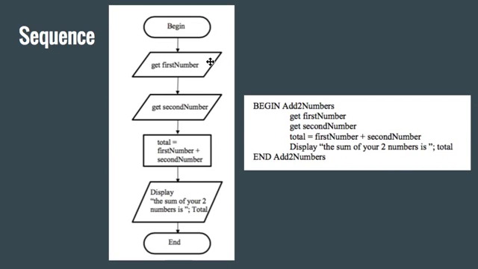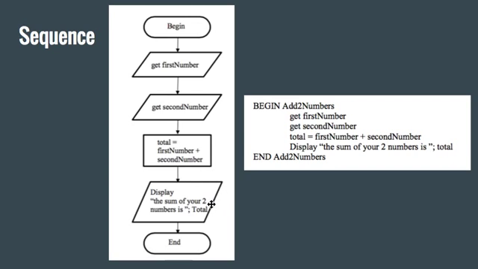So in this case here, we've got get first number, which is saying get some input, because it's an input box, and store it to the first number. Then the next step is to get the second number and store it to this variable second number from the user as input. And then we have a process here, so we're doing something. Total equals the first number plus the second number. So that's a process that the computer will execute, and the result of the first number added to the second number we store to total.